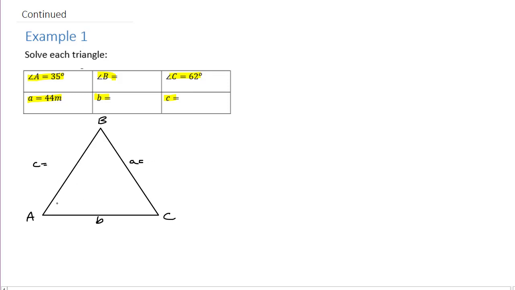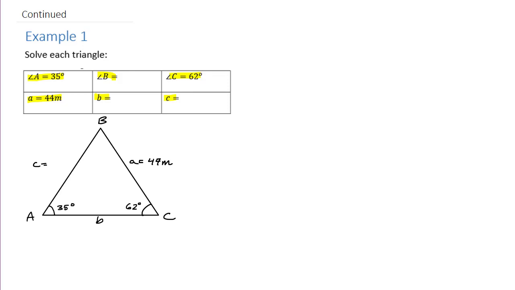All right, so I'm going to label what I know. I know angle A is 35 degrees. I know side A is 44 meters. And I know angle C is 62 degrees. Now, I don't have that ambiguous case I was talking about because that only occurs when I'm given one angle. I'm not given one angle, so I'm safe. I don't need to worry about anything weird or special.